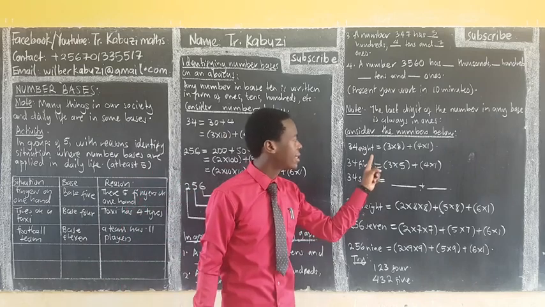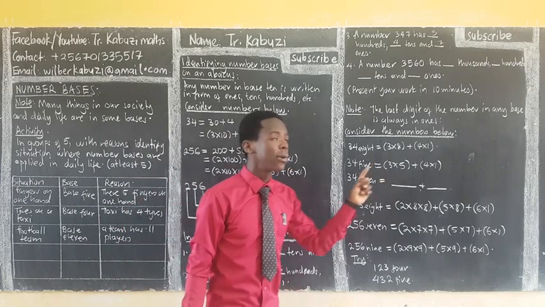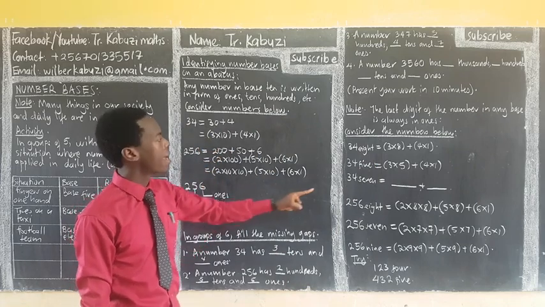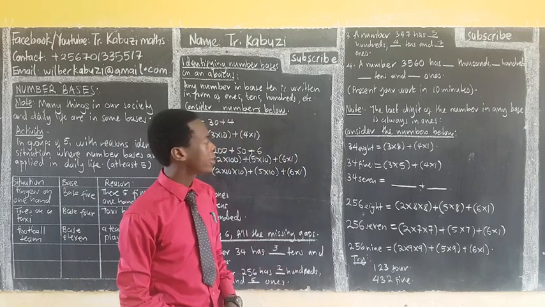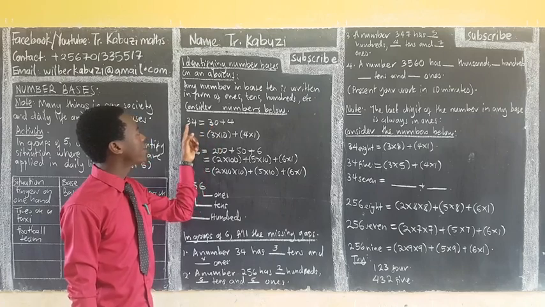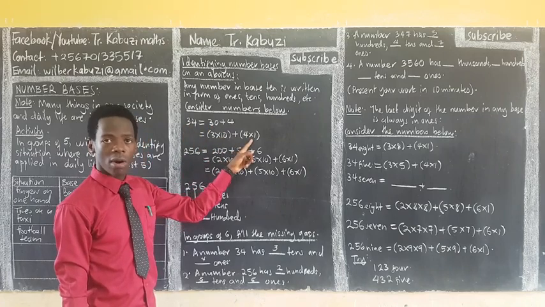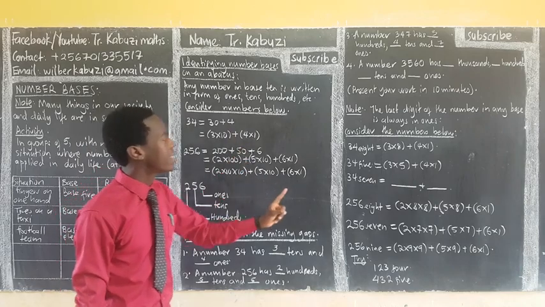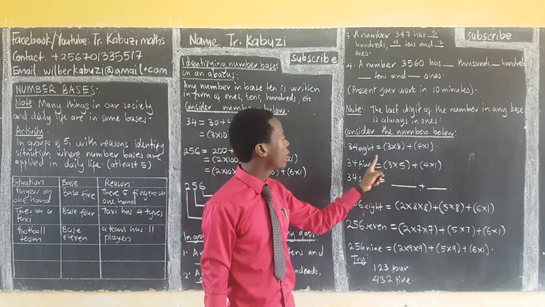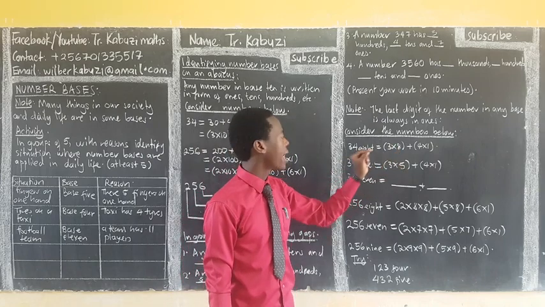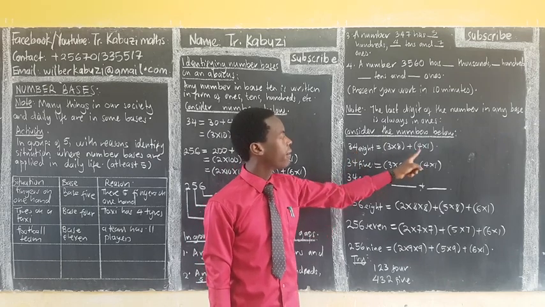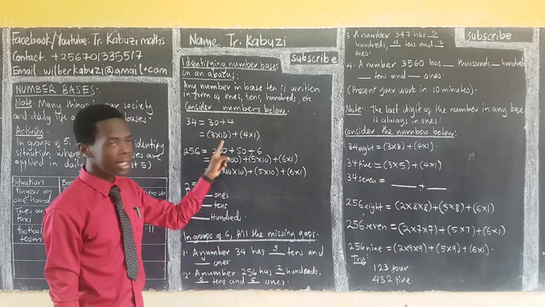Now, you said this number is in base 8, because a number without a base automatically qualifies as base 10. Now, our question is, how are you going to handle this? If it was in base 10, we get 3 times 10, then 4 times 1. You see that? Now, this one is in base 8, so meaning we shall get 3 times 8, because it's in base 8, we multiply with 8. Plus 4, because the last one is always in 1s. 4 times 1.